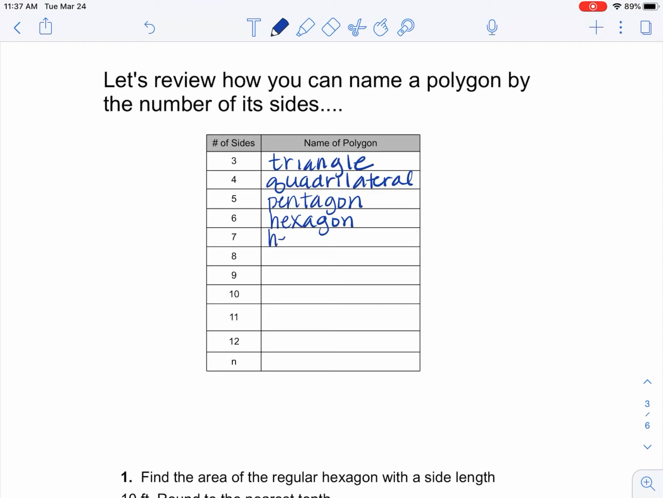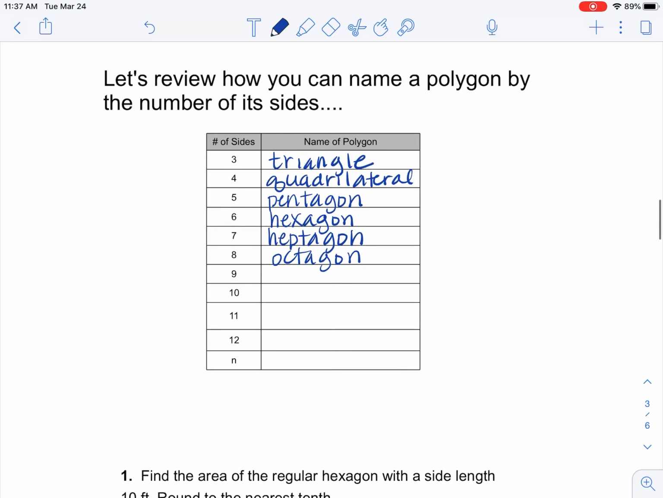7 sides. Now 7 sides I've seen called septagon and heptagon. We use heptagon. 8, octagon. 9 is nonagon. 10 is decagon.